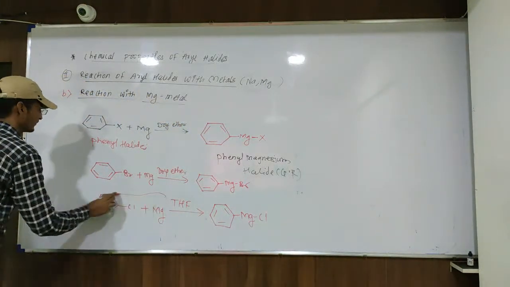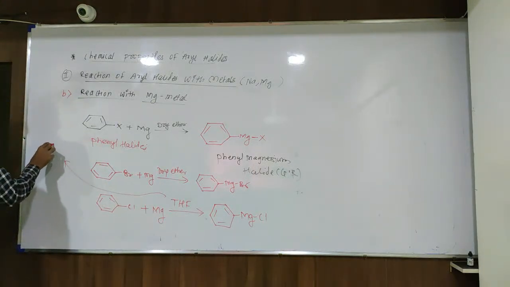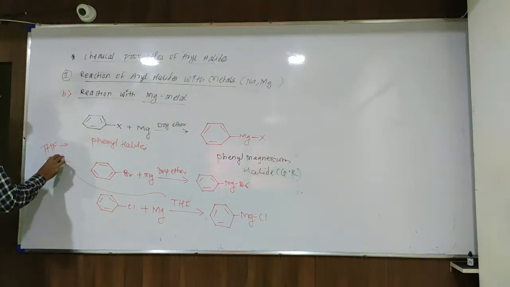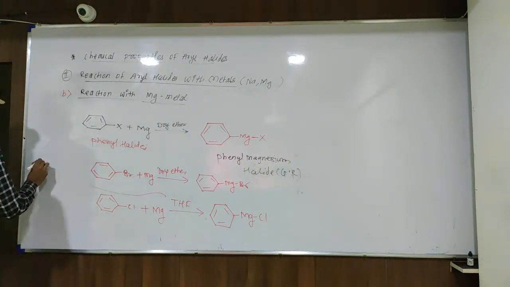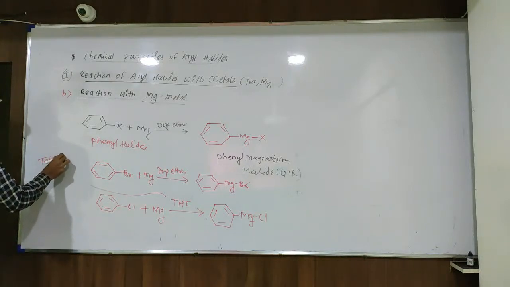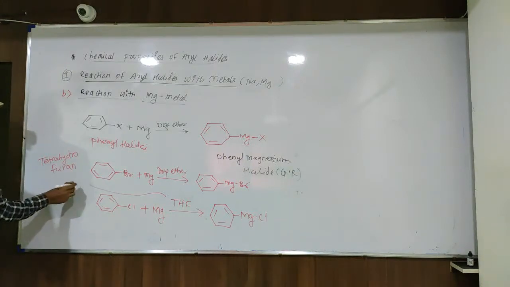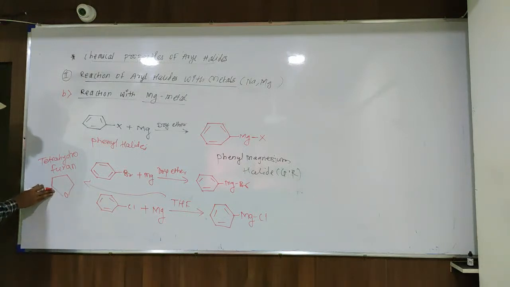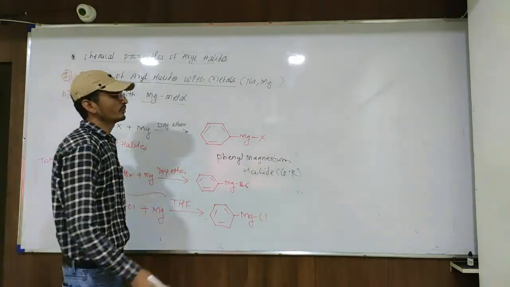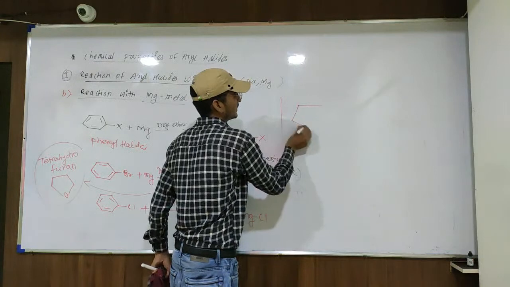Okay, so what is the THF here? THF is nothing but tetrahydrofuran. Okay, so the structure of tetrahydrofuran is like that. There are 4 carbons, so that's why it is called tetrahydrofuran, and there is an oxygen. So this is called tetrahydrofuran. It acts as a solvent. So this is about the THF, tetrahydrofuran, that is nothing but the solvent.